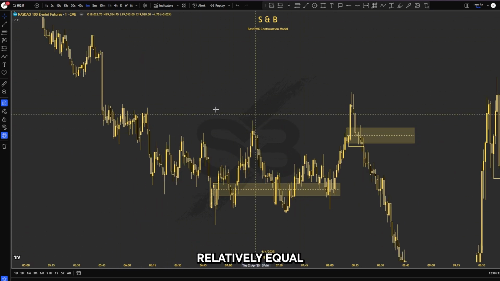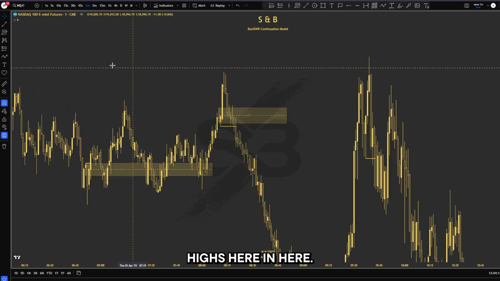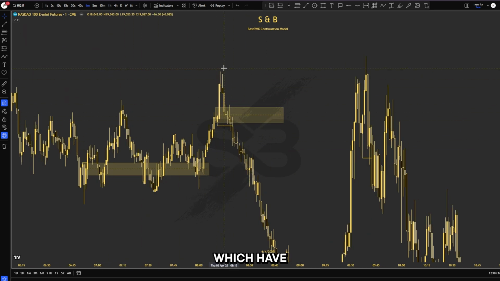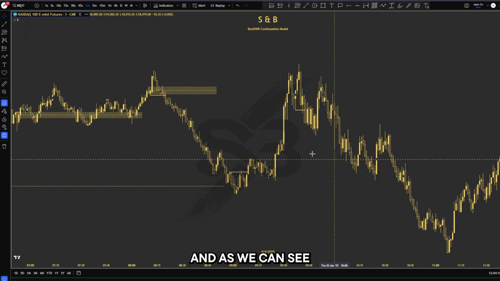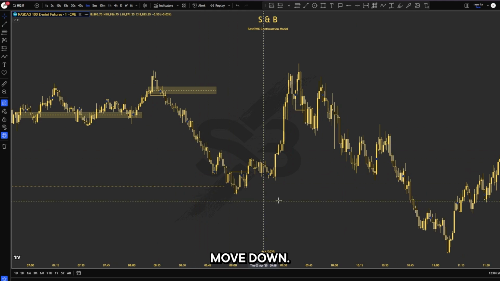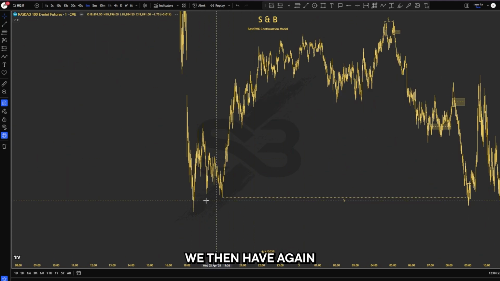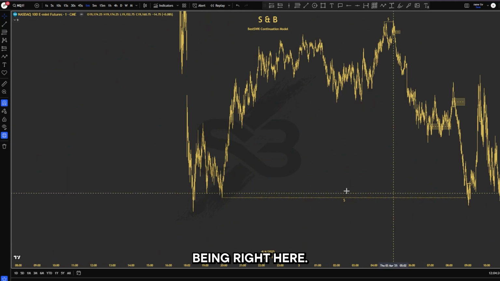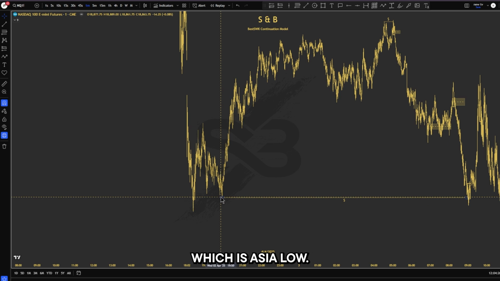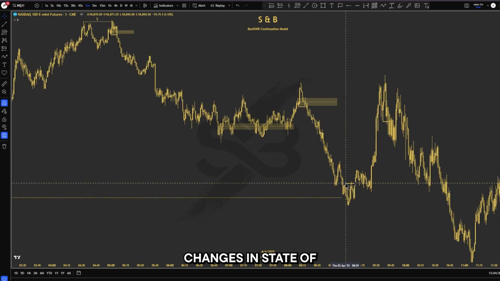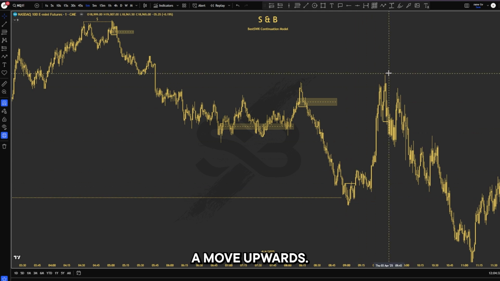Here, we run relatively equal highs here and here. Once we close below here, we have a change in state of delivery. And as we can see, that's what makes the move down. We then have, again, liquidity being run here. This is 8 o'clock, which is Asia low. Here, it gets ran, changes state of delivery to the upside, and then we have a move upwards.